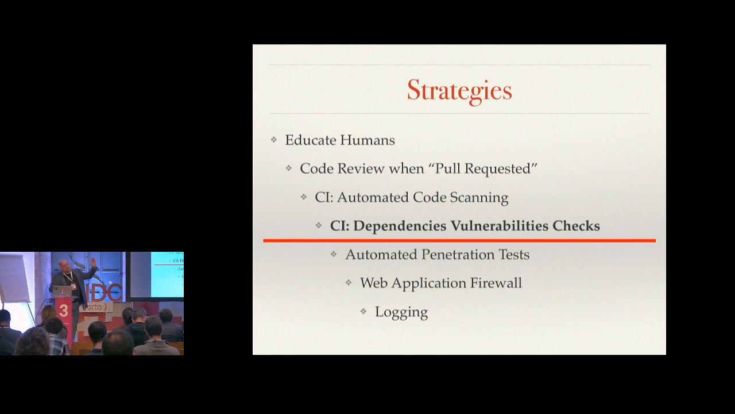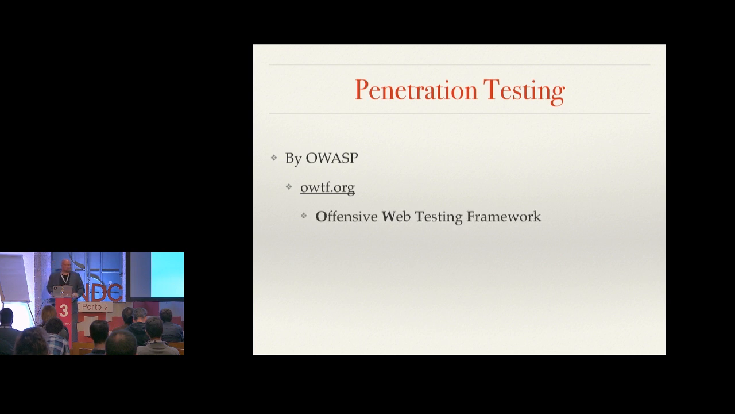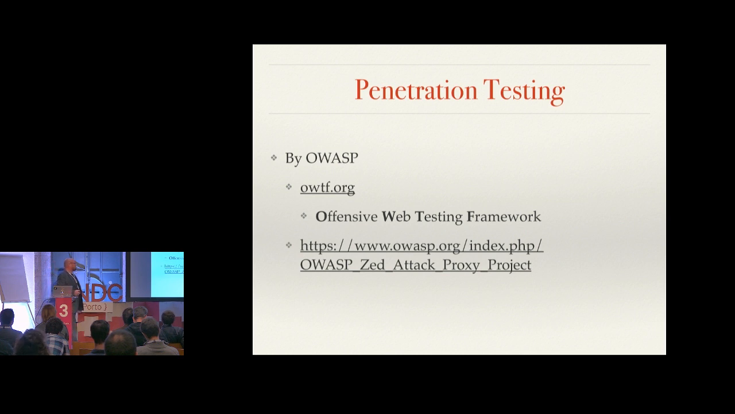Now we're going to move below the red line. Okay, so hopefully you've caught everything before, but things are going to leak. So automated penetration tests. OWASP actually has two of them. So Victoria showed us the Z-attack proxy in the previous presentation. They have one called OWTF. It does not stand for what you may think it stands. Offensive Web Testing Framework. Okay? All right. It's not me, it's them, okay? And they also have the Z attack proxy, right? So, I recommend using those tools.